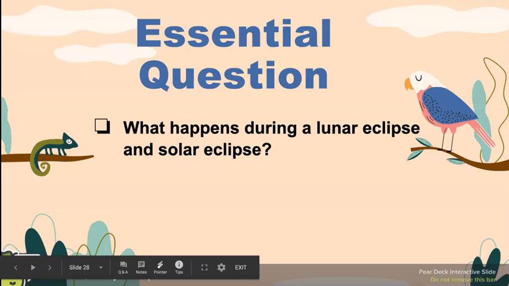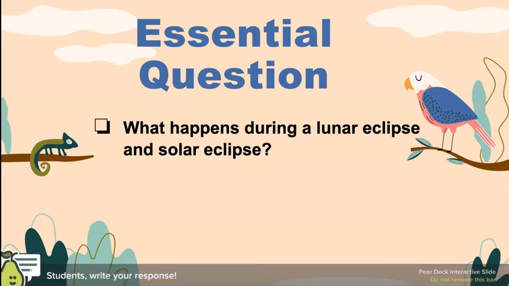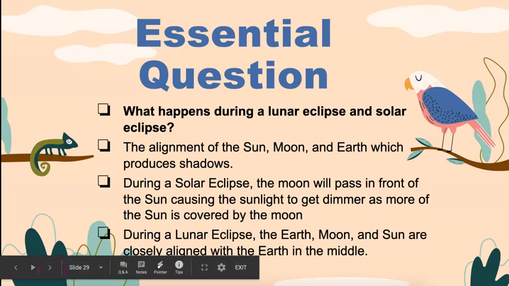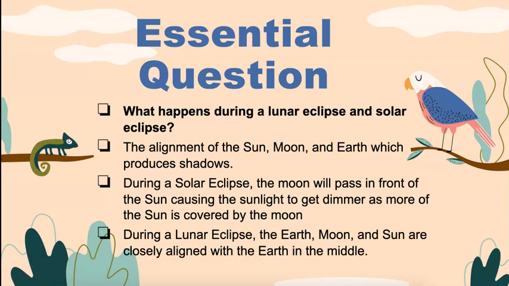Okay, let's revisit our essential question. So what happens during a lunar eclipse and solar eclipse? So the short answer here is that the alignment of the sun, moon, and earth produces shadows. During a solar eclipse, the moon will pass in front of the sun, causing the sunlight to get dimmer as more of the sun is covered by the moon.